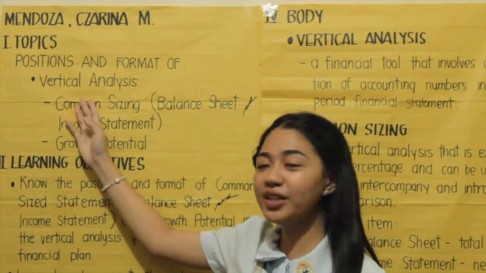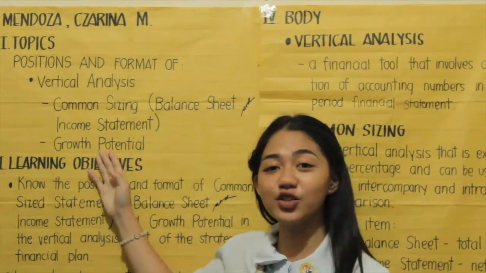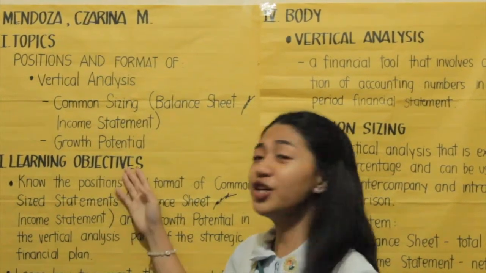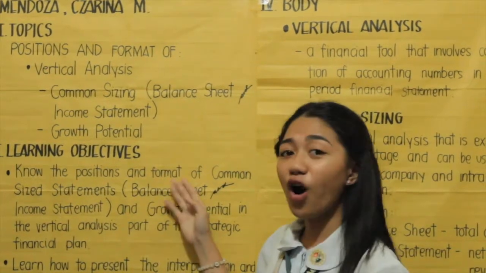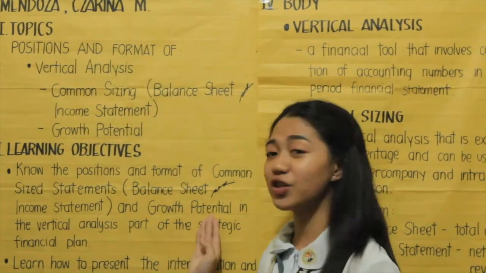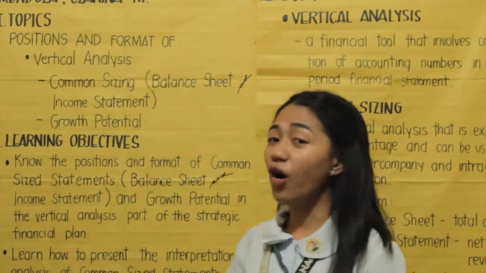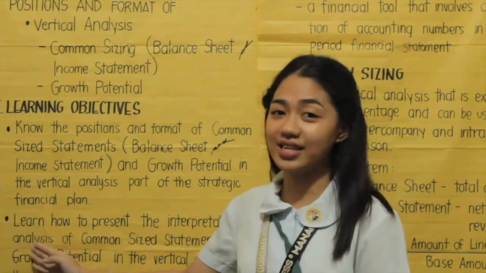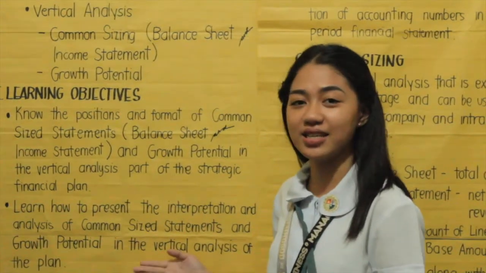vertical analysis, particularly common sizing of balance sheet and income statement, and the growth potential of the entity in a strategic financial plan. The learning objectives of this lecture are to know the positions and format of common size statements, balance sheet and income statement, and the growth potential of the entity in the vertical analysis part of the plan. Also, we are expected to learn how to present the interpretation and analysis of common size statements and the growth potential in the vertical analysis.